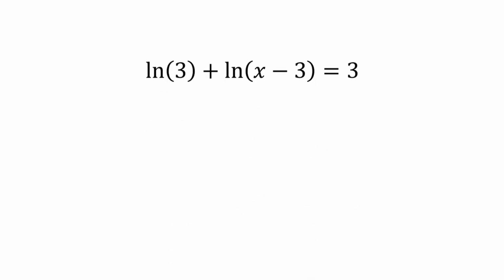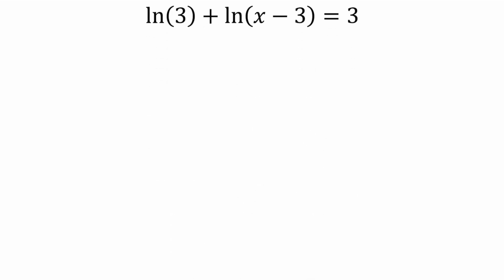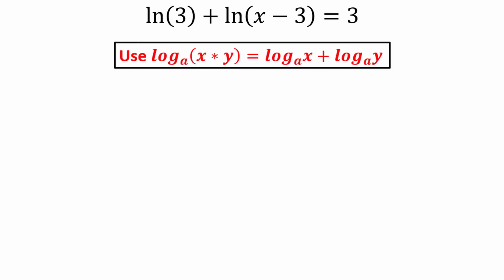Say you have the natural log of 3 plus the natural log of x minus 3 is equal to 3, which we would like to solve for x. Well, notice we have two logs added together with the same base. They are both natural logs, so they both have the same base e. That means we can rewrite the problem as a single log that has an argument that is the product of the two logs, using the log of a product property.